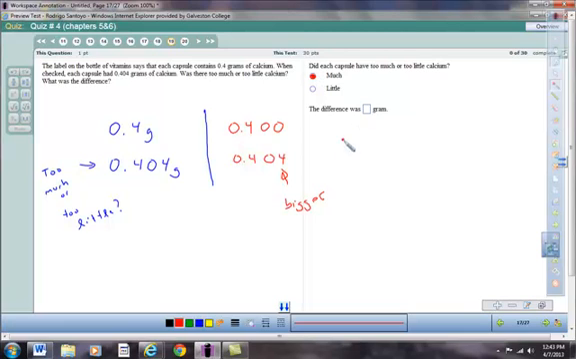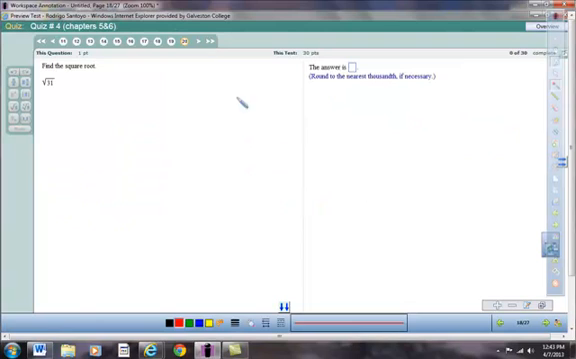Well, how much? We just subtract. What's 0.404 minus 0.4? We should get a solution of 0.004 there. A nice problem here. All we're going to be doing is just comparing numbers here.